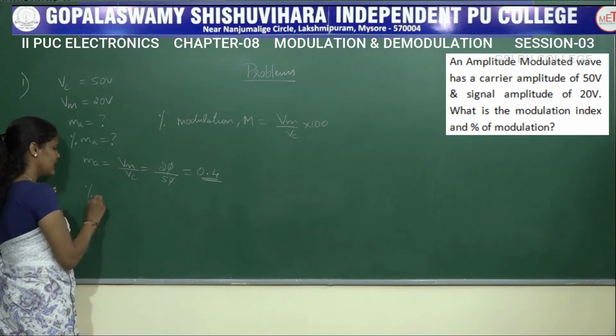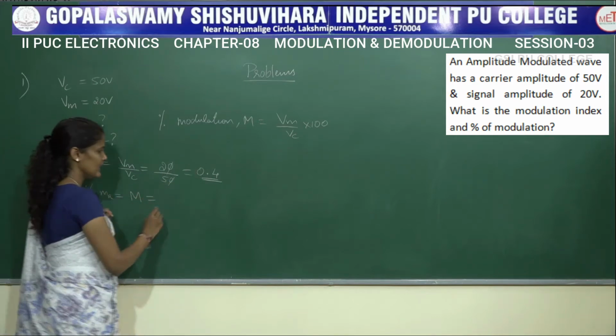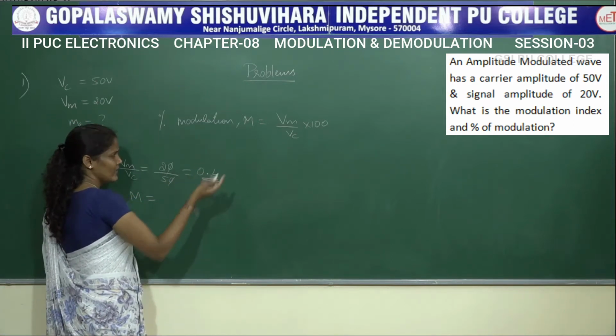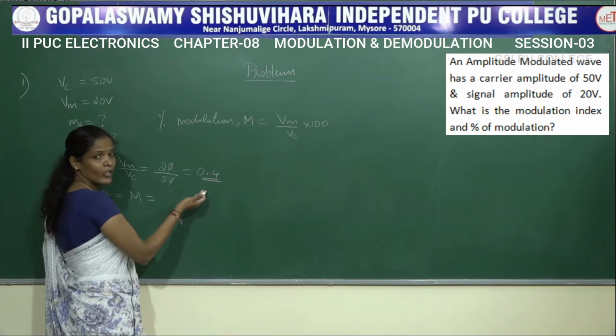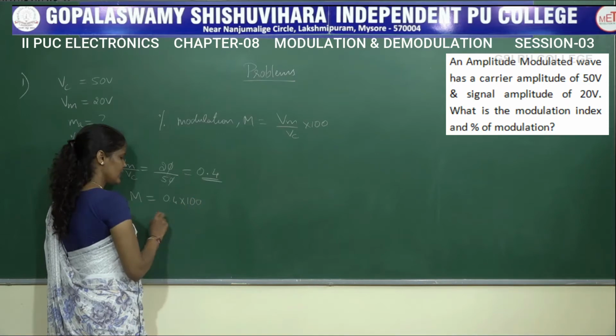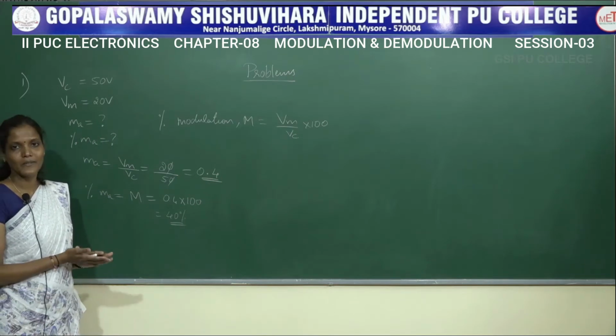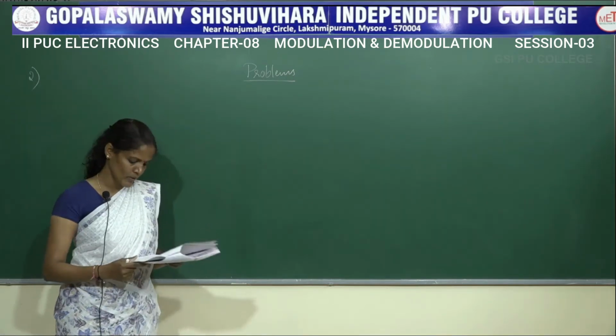Percentage modulation, percentage MA, which will be denoted by M, is nothing but Vm by Vc into 100. Vm by Vc we have already found out. So 0.4 into 100, which is equal to 40%. So this is the final answer of the first problem. Clear? Now let's look at the second problem.